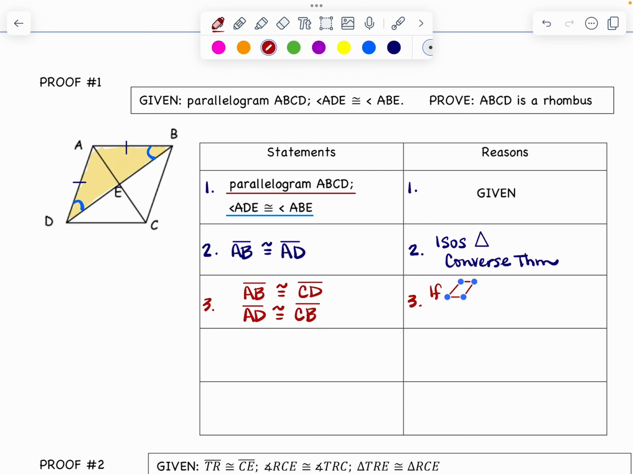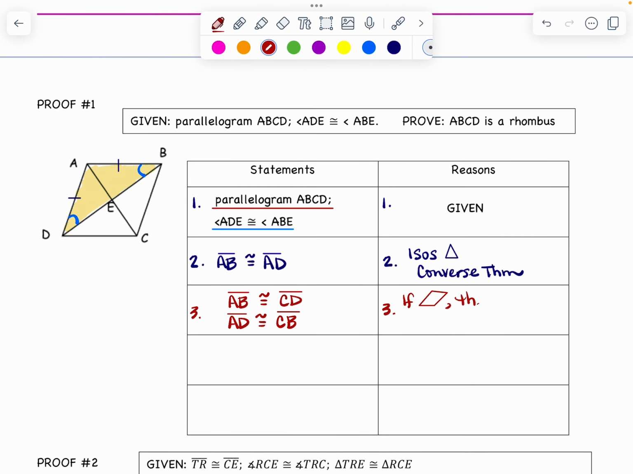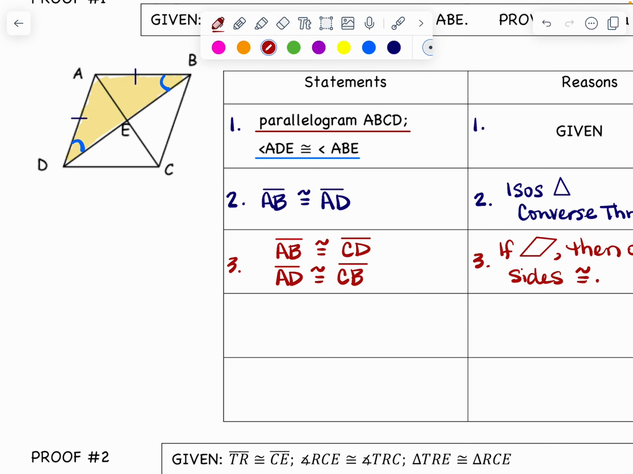And I know this because of yesterday, right? If parallelogram, because they told me that in the given, then opposite sides are congruent. Well, now you notice we have a couple of little repeaters happening, right?